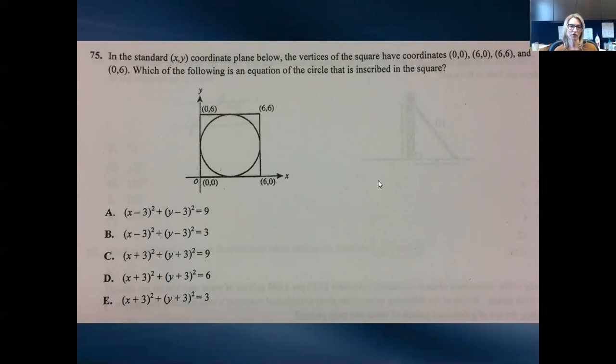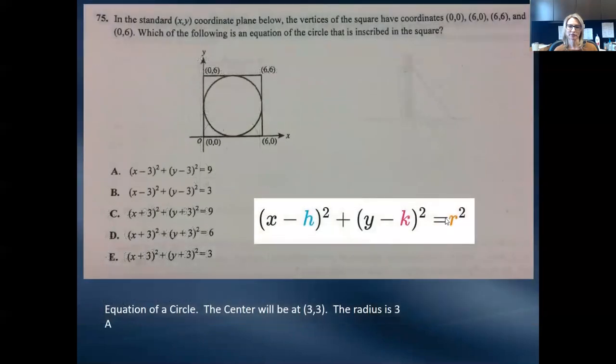And if we remember our formula, it's radius squared. So we know it's going to be 9. So we're only looking at the answers that have 9 at the end. We've already eliminated the others. And since it's in quadrant 1, and both of these are positive numbers, we know it's got to have a minus in the formula. So we can eliminate the ones that don't have the minus in both parts.